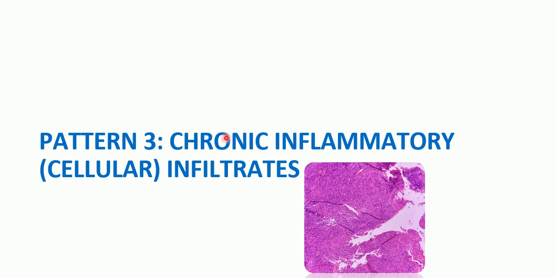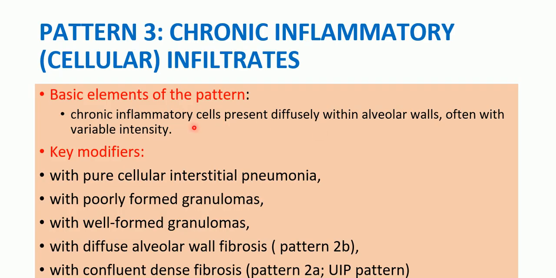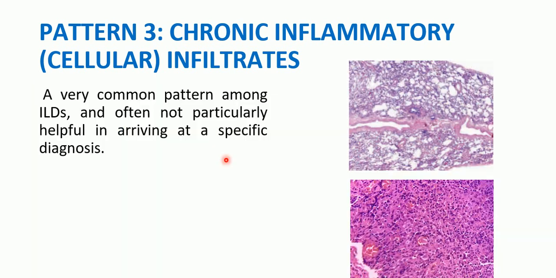Pattern 3 is mainly chronic inflammatory cellular infiltrates, chronic inflammation mainly comprising lymphocytes, plasma cells as well as macrophages. As the name suggests, there has to be chronic inflammatory cells within the alveolar walls. And the key modifiers are: it may be with pure cellular interstitial pneumonia, poorly formed granulomas, well-formed granulomas, diffuse alveolar wall fibrosis like pattern 2B, and confluent dense fibrosis like pattern 2A, the UIP pattern. So let's cover all these one by one.